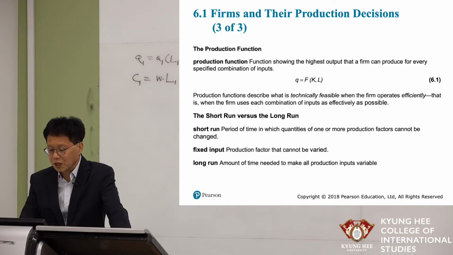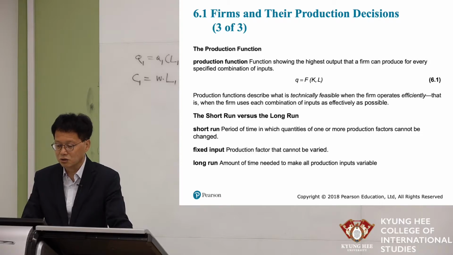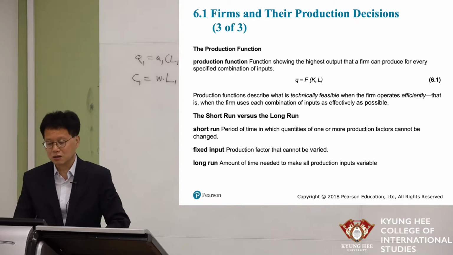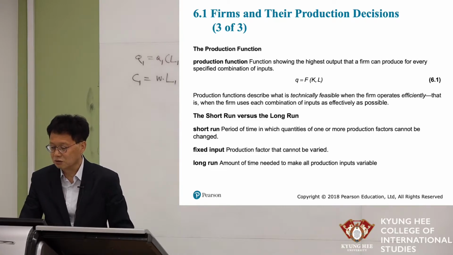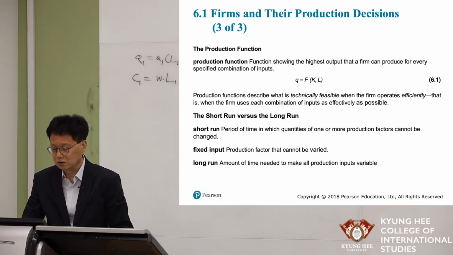The short run versus the long run. The short run is a period of time in which quantities of one or more production factors cannot be changed. For example, usually capital stock is a fixed factor and labor is variable. So labor cost is variable cost and capital cost is fixed cost in the short run. A fixed input is a production factor that cannot be varied in the short run. The long run means the amount of time needed to make all production inputs variable. Labor and capital are variable inputs rather than fixed inputs in the long run.